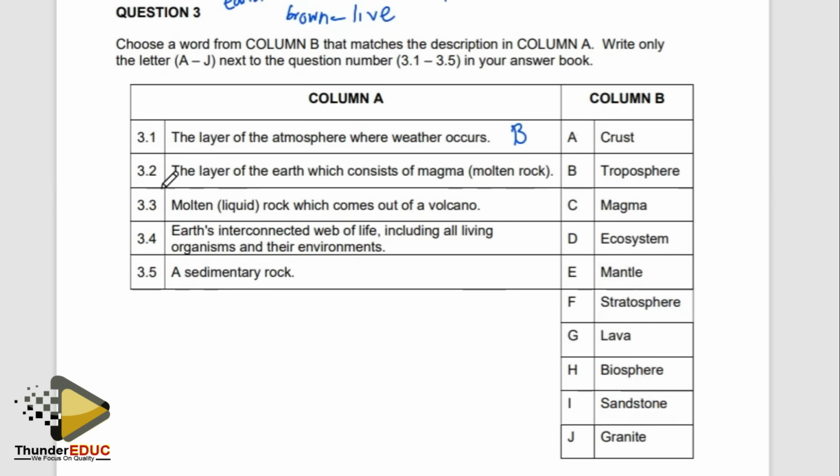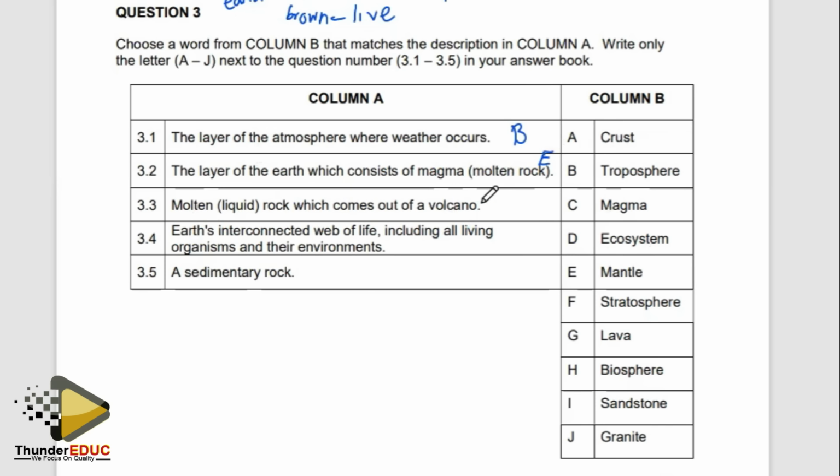Then you go back to your question again. The layer of Earth which consists of magma. Remember the crust. Now the crust is lava that has cooled, and magma is coming from inside. So we are left with the answer, mantle. So 3.2 becomes the mantle, that's E for 3.2. Then move on to 3.3.